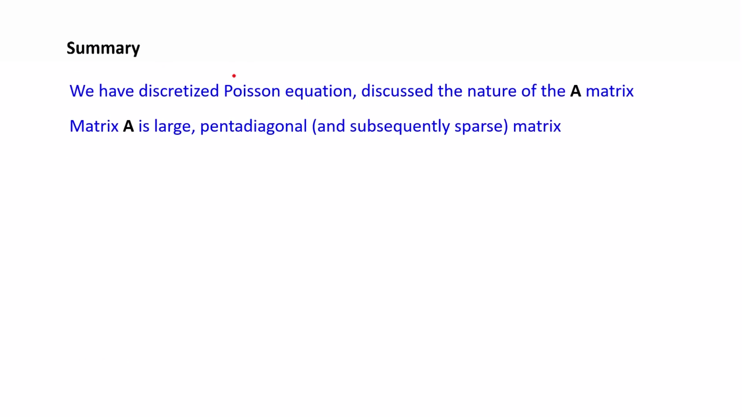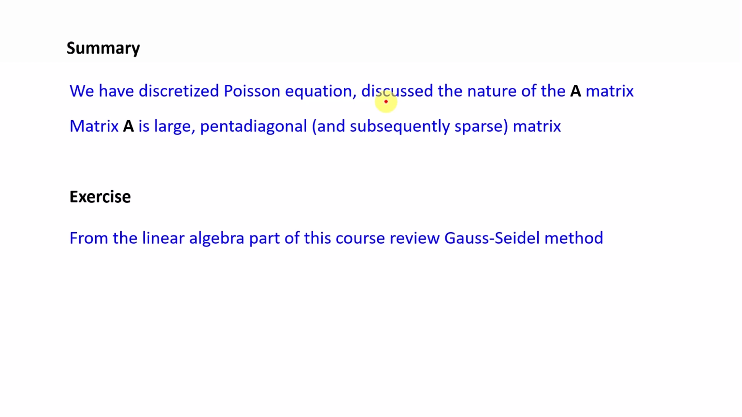So the summary of this lecture is that we have discretized the Poisson equation and discussed the nature of the A matrix. We see the matrix A is large and pentadiagonal, and because it is a large pentadiagonal matrix, it is sparse. Now we are going to solve it. So before we solve it, go back to the linear algebra part of this course and review the Gauss-Seidel method, because we are going to use it now in a computer program.